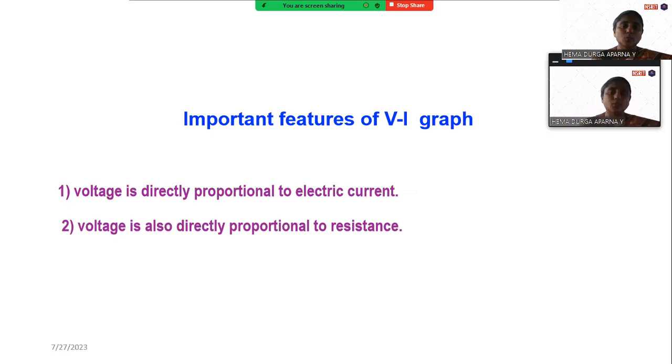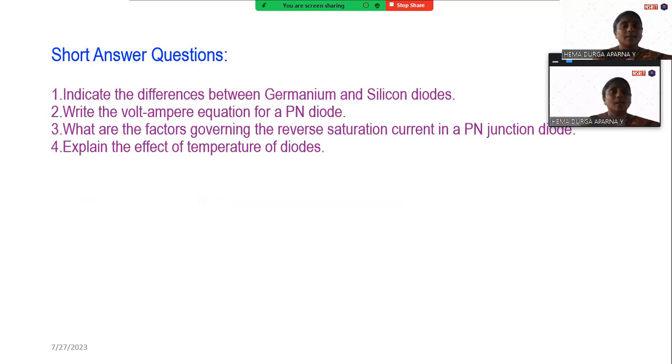And when we come to know about the features of the VI graph, two statements can be given. One is voltage is directly proportional to current, and voltage is also directly proportional to resistance. So there is a linear relationship between voltage and current. V is directly proportional to I, and we can say that V is directly proportional to resistance also. The slope of the curve gives us the resistance value. So voltage is not only directly proportional to electric current, but also directly proportional to resistance.